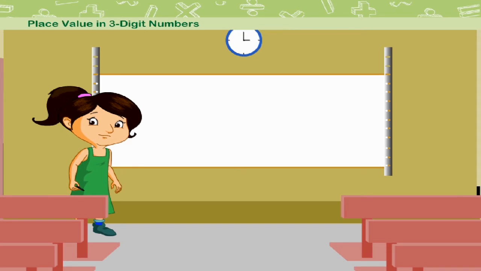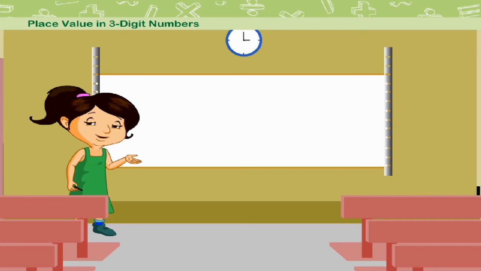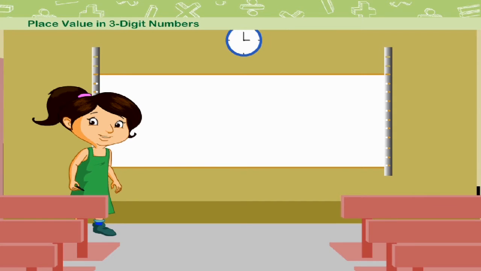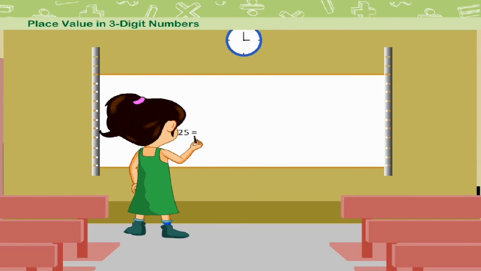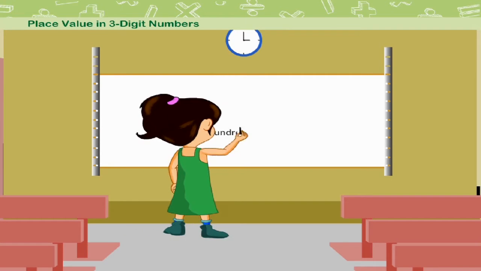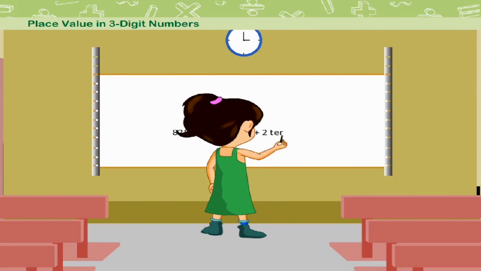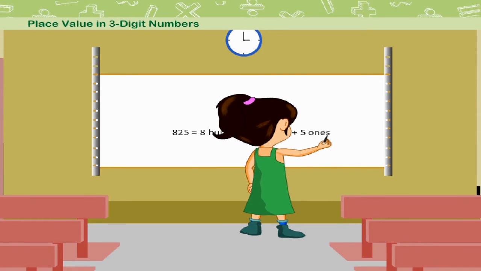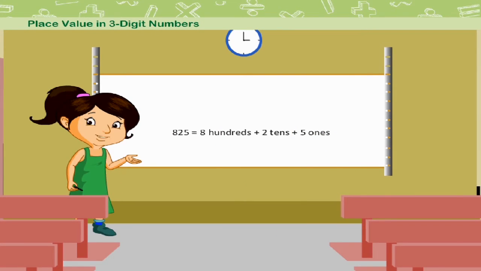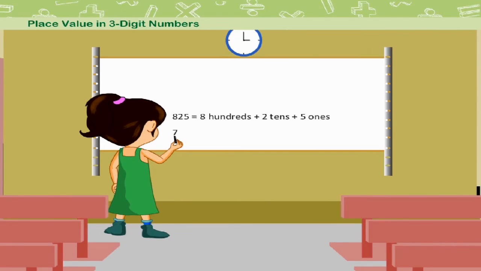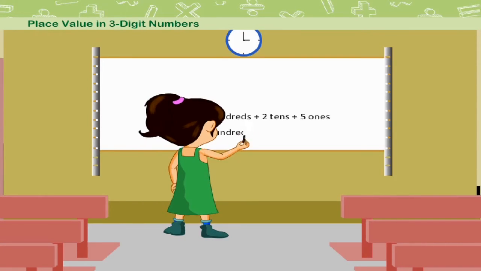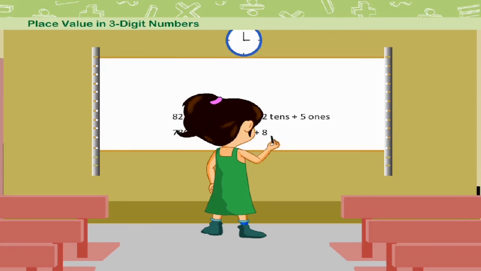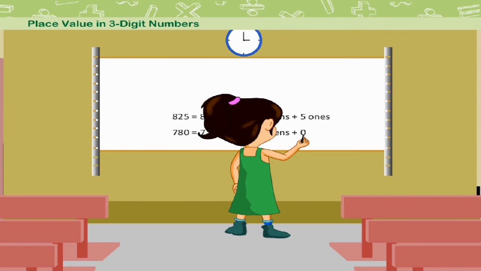Place value in 3-digit numbers. Teacher Nancy tells me that the position of a digit in a number decides its place value, but I will have to see this. 825 is equal to 8 hundreds plus 2 tens plus 5 ones. Let me see one more example. 780 is equal to 7 hundreds plus 8 tens plus 0 ones.